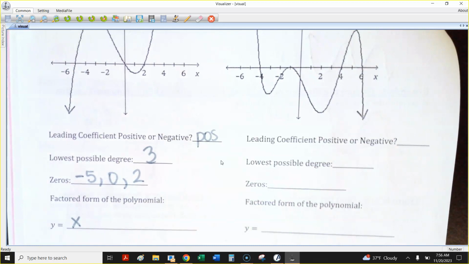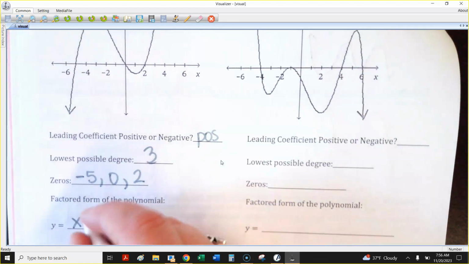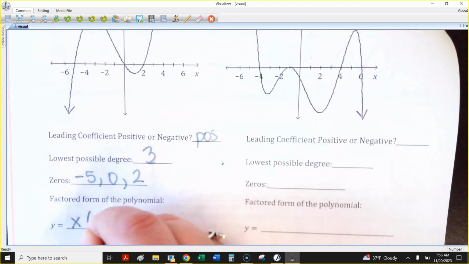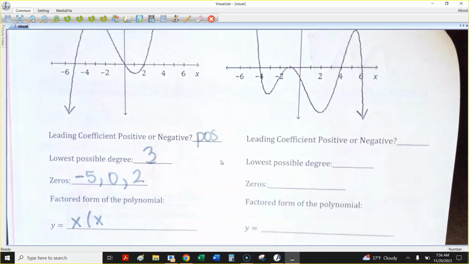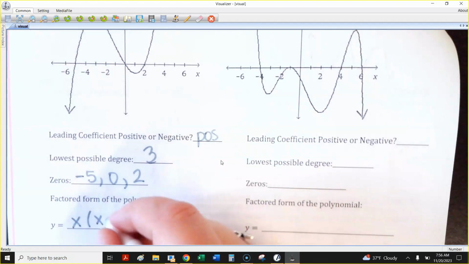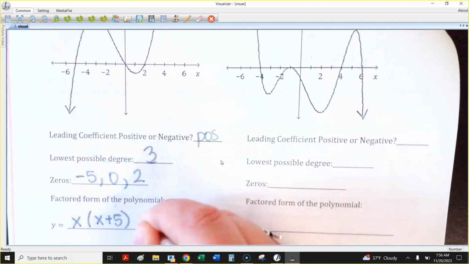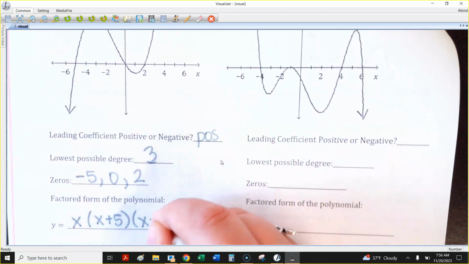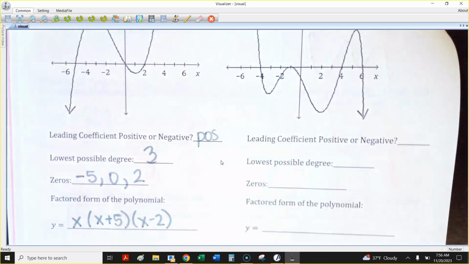And then my other 2 factors. Honestly, it doesn't really matter the order at all, but if I've got just an x, it doesn't have a set of parentheses, I'll put that out in front. And then -5 would be x plus 5, and 2 would be x minus 2. We said that this was positive, so I don't need to add a little negative in front. No bounces, don't need to add any exponents, so we should be good to go on that one.